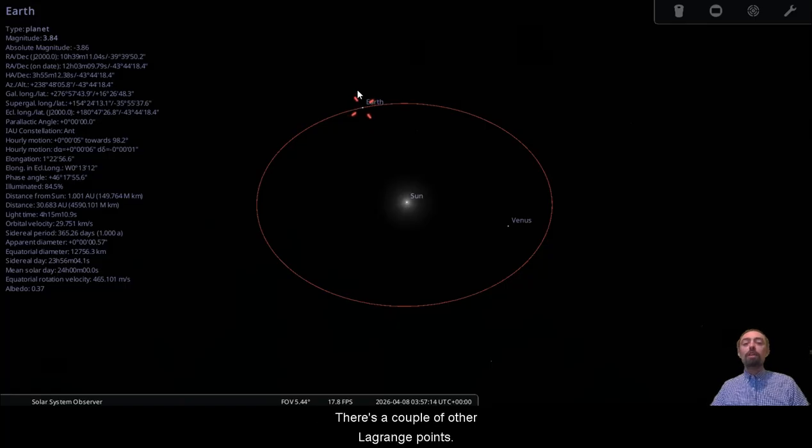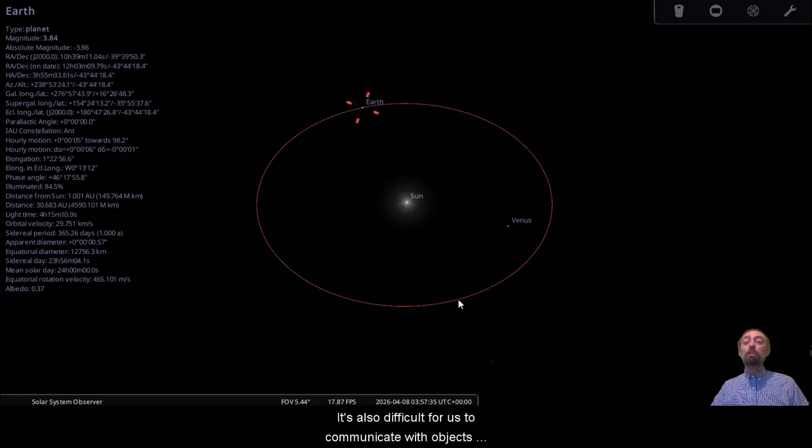There are a couple of other Lagrange points. The third one is on the opposite side. So an object that is directly opposite the Earth from the Sun will be in a stable point where it orbits the Sun at the same speed as the Earth. That one isn't very useful for us because it's very difficult for us to communicate with objects that are on the opposite side of the Sun.